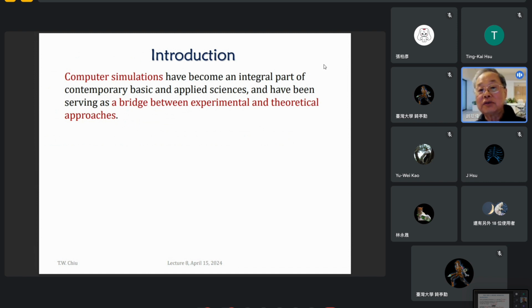As you know, computer simulation has become an integral part of the basic and applied sciences. It actually serves as a bridge between the experimental and theoretical approaches. In science, we can do experiments and also theoretical study, but eventually they have to match. Theoretically you can do prediction and modeling, but the theoretical prediction has to be in agreement with the experimental result. Otherwise, the theory is wrong.